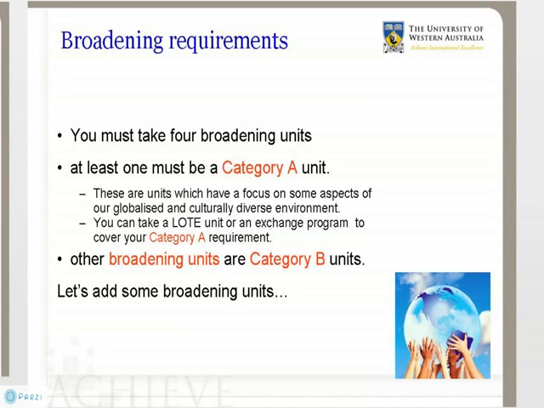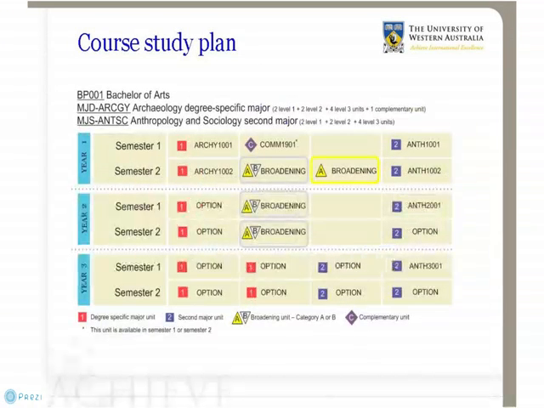Okay. Another way to satisfy your broadening requirements, Category A, is to go on exchange for a semester or more. And it is important to know that all LOTE units qualify as Category A broadening units, even for students in a Bachelor of Arts, as long as you're not taking the language as your degree-specific major. So, you take 4 broadening units, and one of them must be Category A. The others are called Category B.